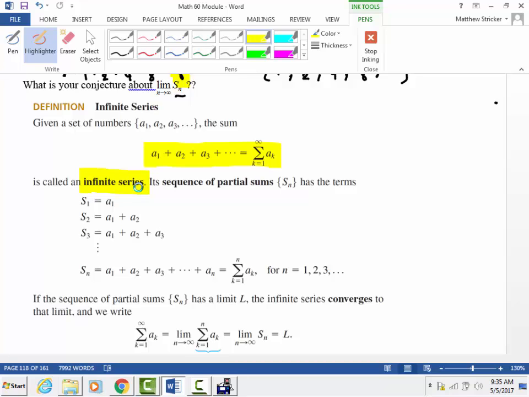Because if you take the sum, the first sum is 1, the second partial sum is 5, the third partial sum is 12. If you add the first 4 terms, you get 22. If you keep looking at the partial sums, it goes 1, 5, 12, 22. Are the partial sums approaching some value? No, they're just getting bigger and bigger and bigger. So we can't say that this series converges.